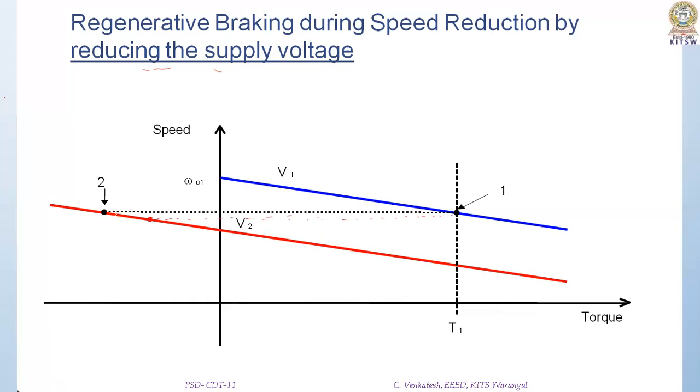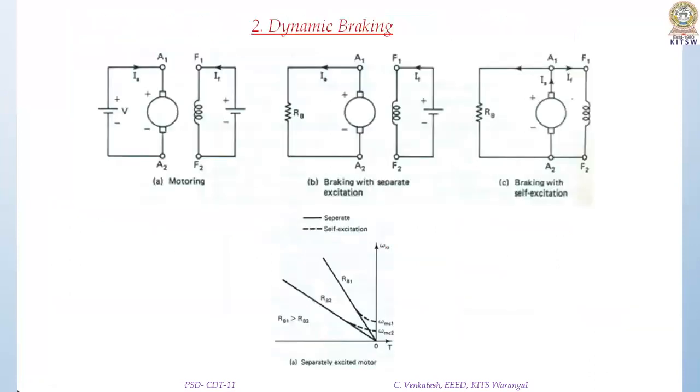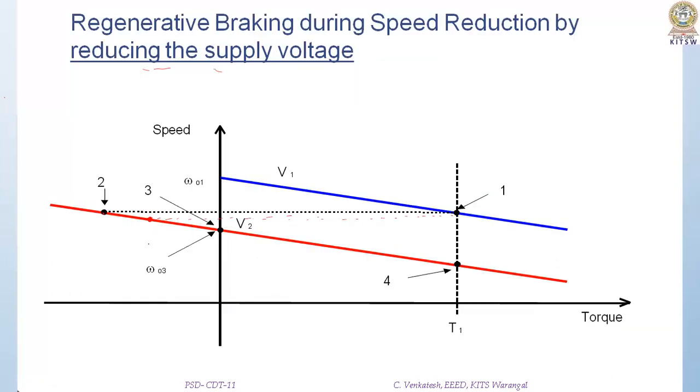So, taking this operating point to 2. For this, what is the no load speed? That no load speed is omega naught 3. Now the speed is here and then gradually decreases. If we allow it like that only, then gradually the speed decreases and it enters again into motoring operation. If we go on further decreasing the voltage, it may come here, and again you decrease, it goes like this, and then the speed can be decreased.